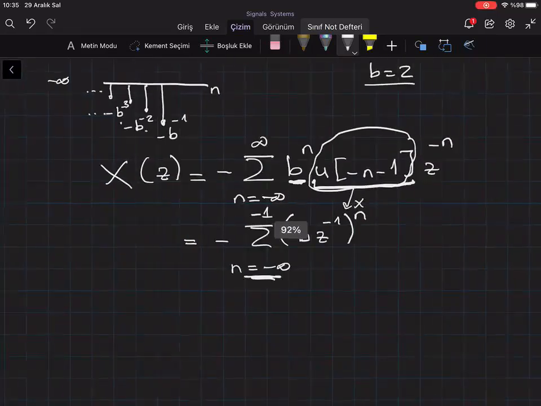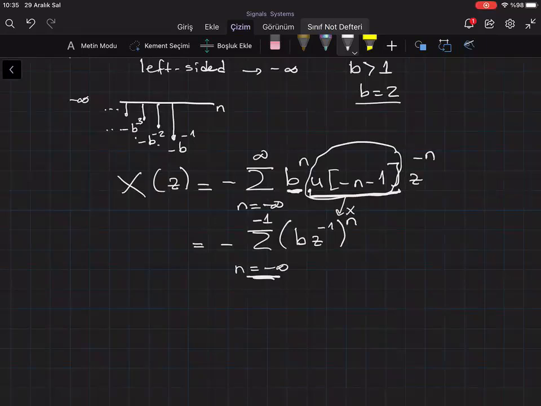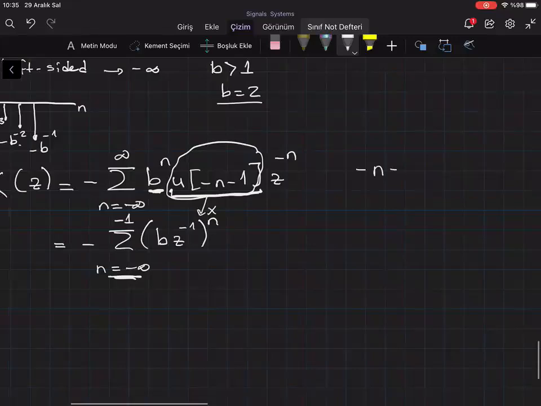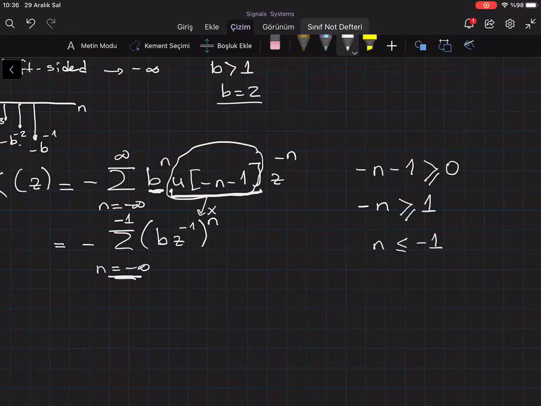Hocam, is that -1 or 1? Which one? The boundary, upper boundary. It should be -1, Süleyman. Why? Because how do I do it? -1 minus n minus 1 should be greater than or equal to 0, right? So how should I write? -n will be this, and n should be less than -1. I got it, hocam. Thank you. Okay, so it should always be less than -1, left-sided. Okay.